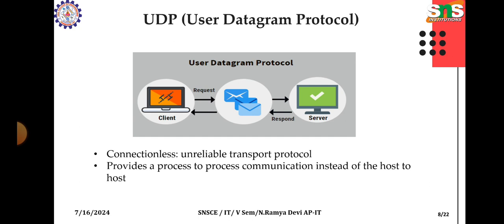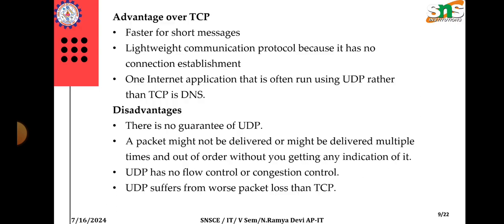Next is UDP, User Datagram Protocol, which is a connectionless, unreliable transport protocol. It provides process-to-process communication instead of host-to-host communication. Its advantage over TCP is that UDP is used for short messages and is a lightweight communication protocol, because it has no connection establishment. One internet application that is often run using UDP rather than TCP is DNS.